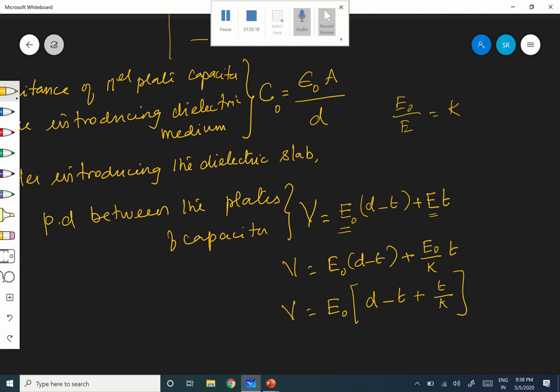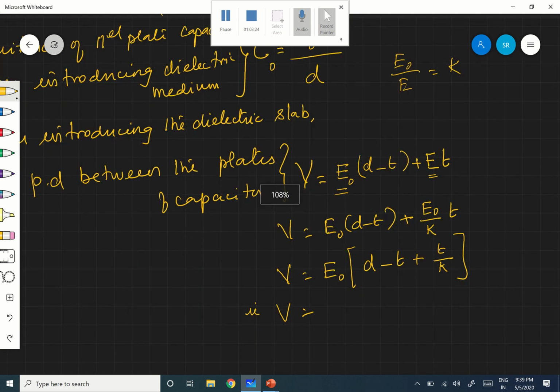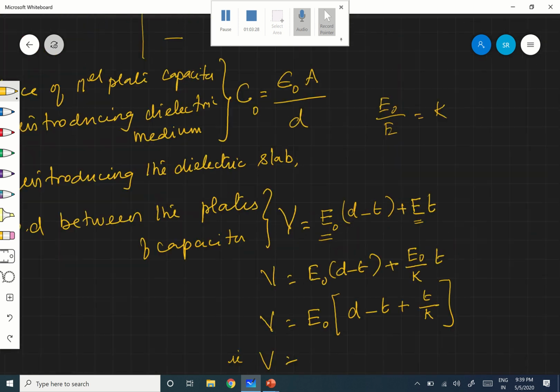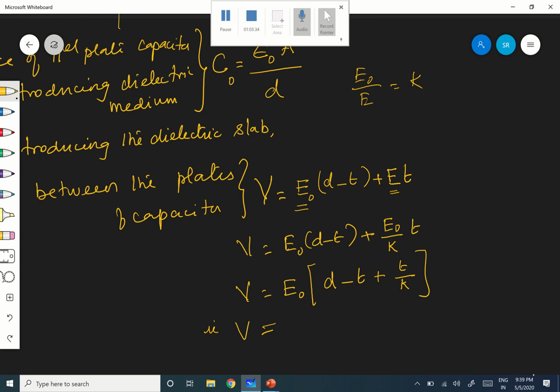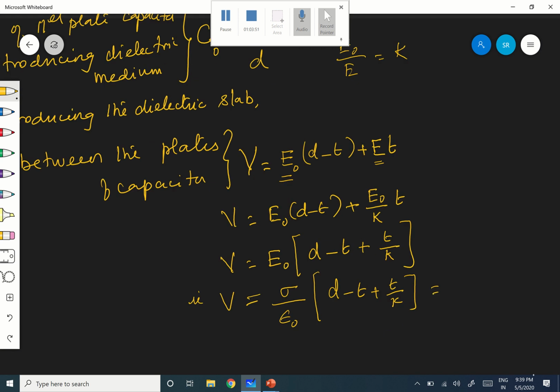Are you following? Right. But what is E naught? E naught, in terms of surface charge density sigma, if sigma is the surface charge density of the plates, I can write E naught is equal to sigma by epsilon naught, into D minus T plus T by K. And sigma is Q by A. Therefore, V equals Q by A epsilon naught into D minus T plus T by K. Hope you are following, children. So this is the potential difference.